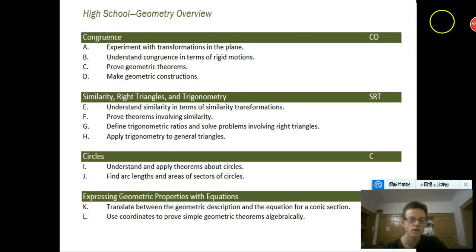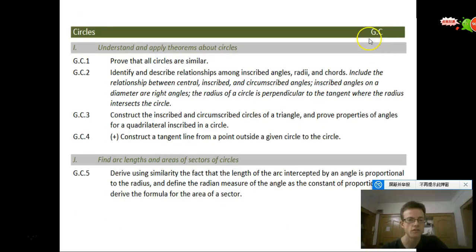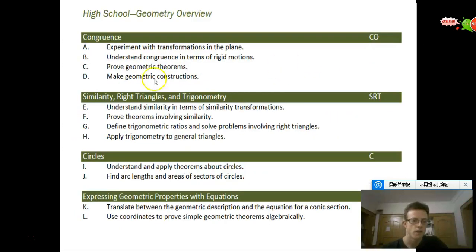So this is the geometry overview from the Oregon math curriculum standards. You can see they talk about congruence, similarity, etc. So here's about circles. Basically there are two big ideas according to them: understand and apply theorems about circles, and find arc length and areas of sectors of circles. I have my own big ideas. We'll come back to those later.